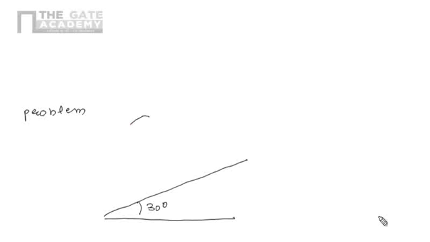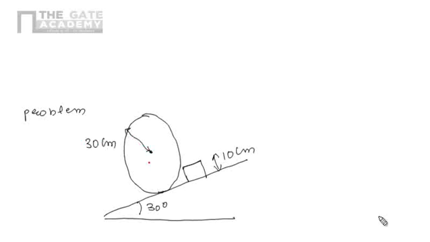Let's take another problem. Here we are having an inclined plane which is making an angle of 30 degree with the horizontal, and we are having the cylinder which is resting on this plane, and we are having an obstacle of height 10 centimeter, and the radius of this cylinder is given, that is 30 centimeter, and weight of the cylinder is also given, that is 100 Newton.